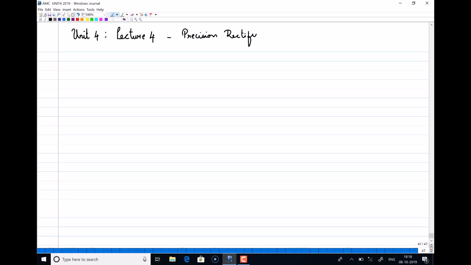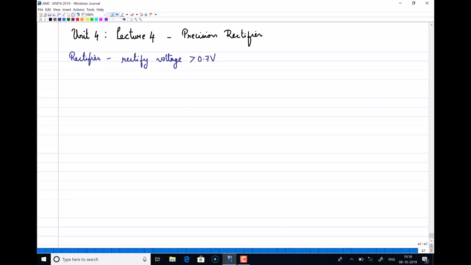Precision rectifier. So we know that a typical rectifier, as you have done in the rectifier experiment in your AMC lab, will rectify voltages which are greater than the cut-in voltage of the diode which is used. Generally, it will rectify voltages greater than 0.7 volts. That is what you have seen in the lab also.